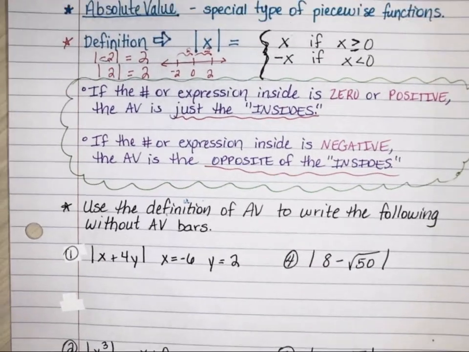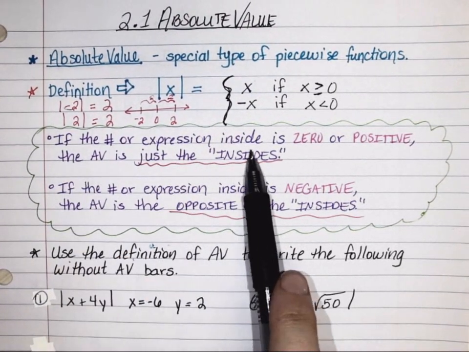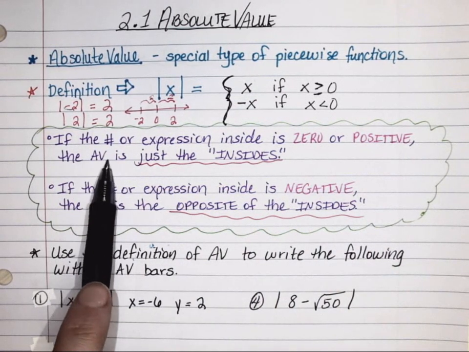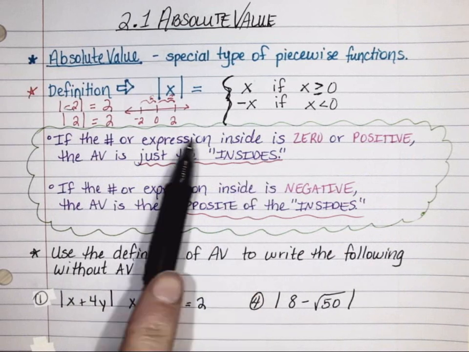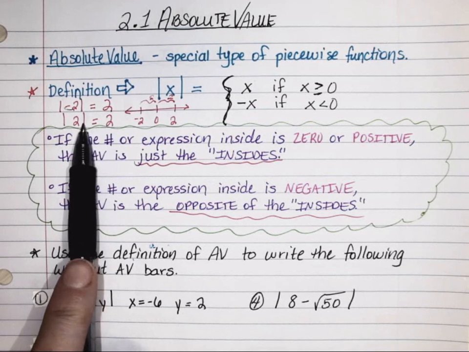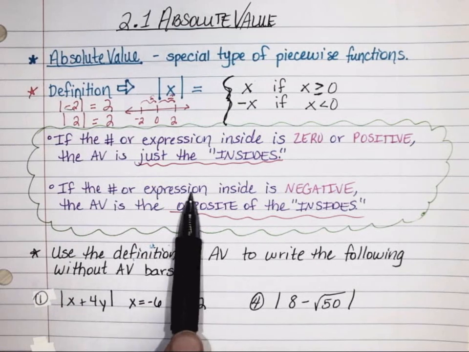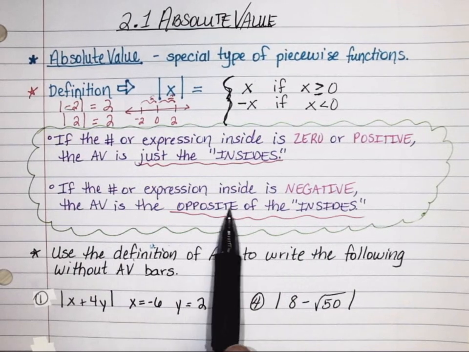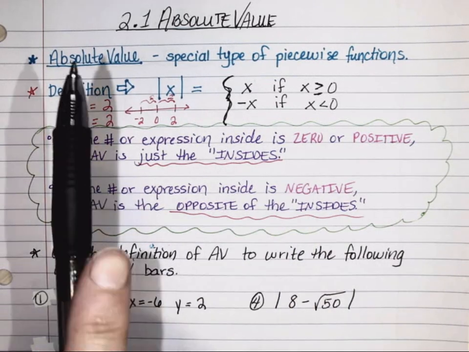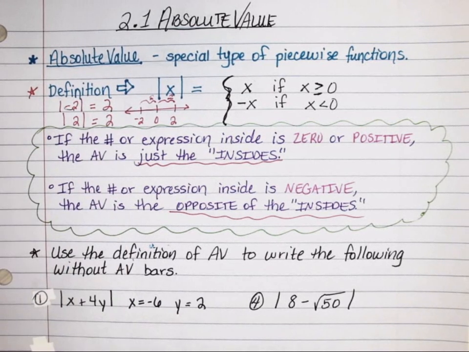Okay, so what that says is, if the number or expression inside is 0 or positive, the absolute value is just the inside. So for example, if the inside is 0 or a positive number, then your absolute value answer is just whatever's on the inside. If the number or expression inside is negative, then the absolute value is the opposite of the inside. So my expression inside was negative. I actually do the opposite of that and get 2.